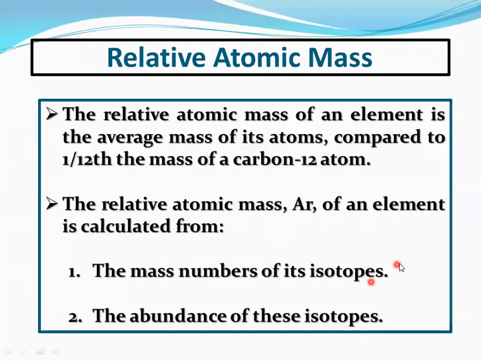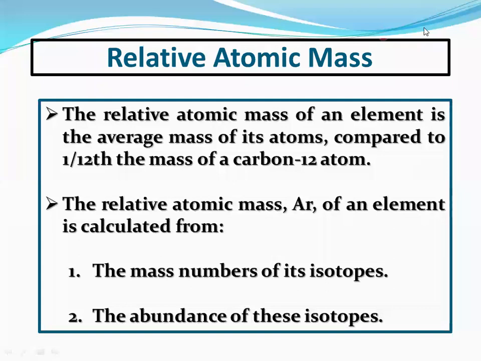What is relative atomic mass? We can define the relative atomic mass of an element as the average mass of its atoms compared to 1/12 the mass of a carbon-12 atom. The relative atomic mass of an element is calculated from the mass numbers of its isotopes and the abundance of these isotopes, meaning percentage composition in the atmosphere.